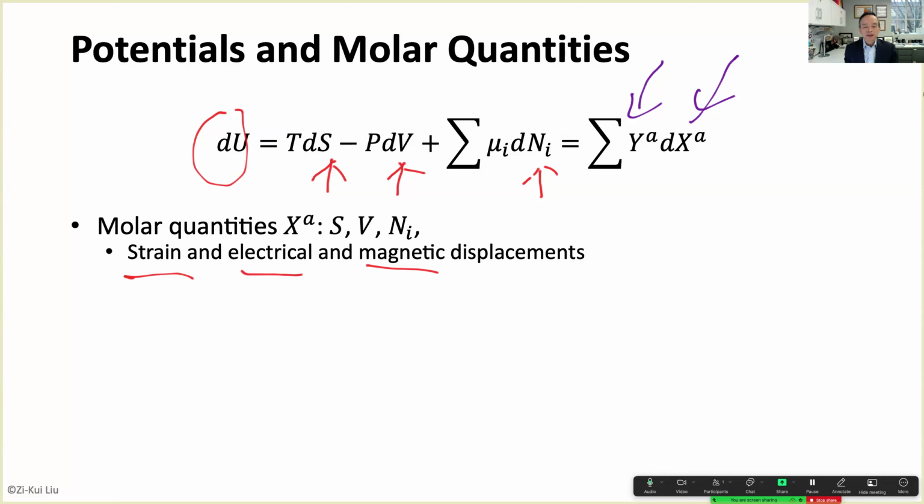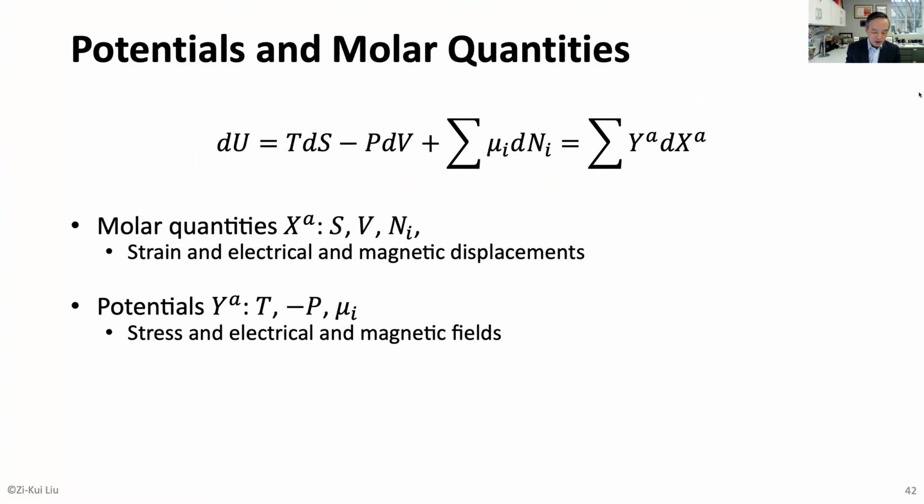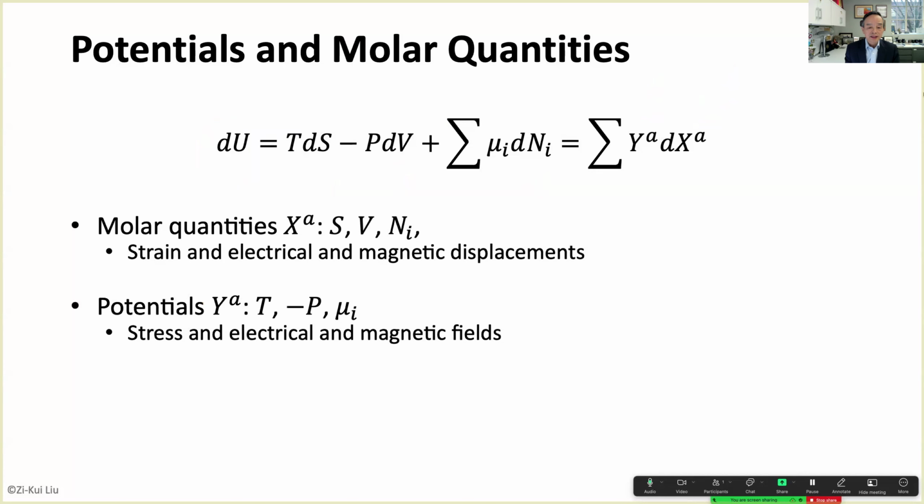Okay, and then the other type of variables are the potentials. The potentials are the ones in front of the differentials. So we have temperature. Remember, we have the minus here. Minus P is very important, because it's what the surroundings does to the system, so it's compressing the system. And then I have mu i. Oh, we can also have stress, so you have strain and stress. And you have electric field, electric displacement, magnetic field, magnetic displacements. Of course, you can see that the YA and XA are related by differentials.